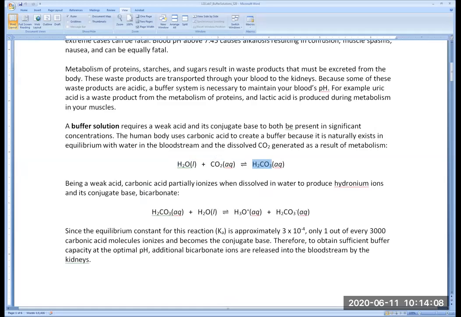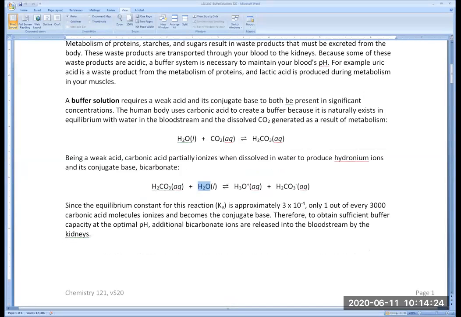Being a weak acid, carbonic acid partially ionizes and dissolves to produce hydronium ions and the conjugate base, bicarbonate, when it's placed in water. So this should remind you of what we did yesterday. We have here an acid because it starts with an H in its formula, and it's even what we call a diprotic acid because you have two hydrogens written first in the formula, so that suggests two acidic hydrogens, placed in water.